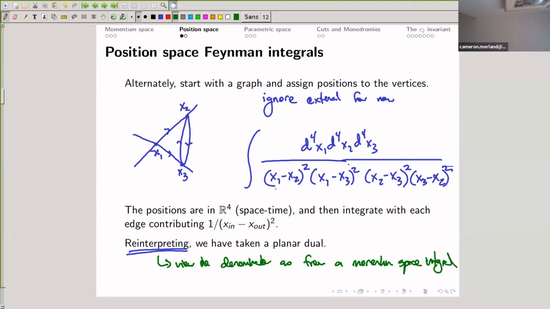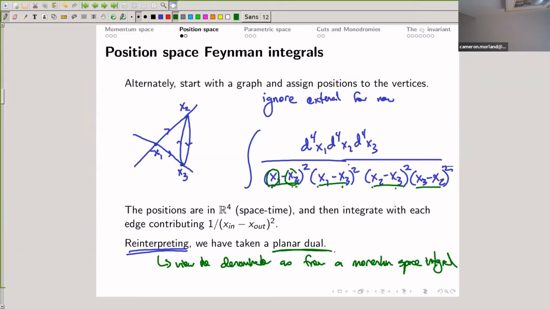And now what's happened? If I view this denominator as being given by some momentum space integral, well, I want to view the whole thing ultimately, but let's focus on the denominator for the moment. What am I seeing? I'm seeing a whole lot of edges whose momentum is the difference between one cycle variable and another cycle variable, one cycle variable and another cycle variable, and so on. Okay, and specifically, which cycle variables would these be? These would be ones that correspond to the vertices in the original graph, and what we have is a planar dual.